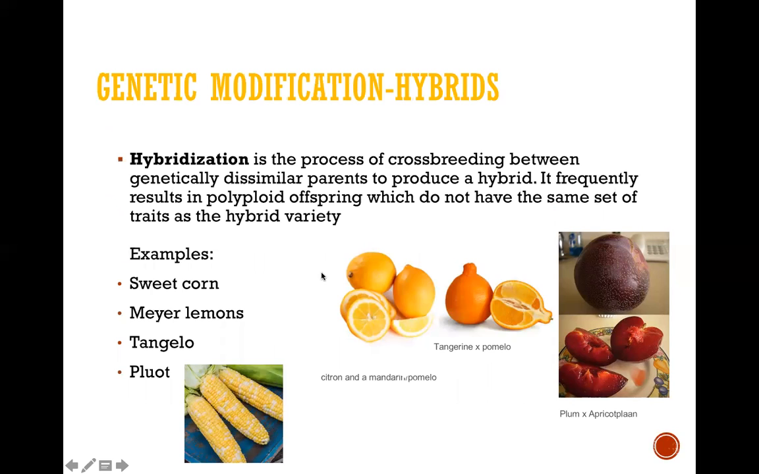Now, when we look at hybrids, we can look at some examples here. In a lot of cases, these examples are showing a cross between two dissimilar parents. And it could be a plum and an apricot, or a tangerine and a pomelo. But it could even be something like sweet corn, where we have two varieties of parents that we cross to get the genes of interest all into one variety, and that would be sweet corn.